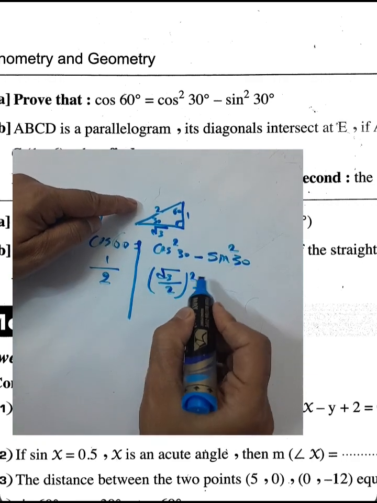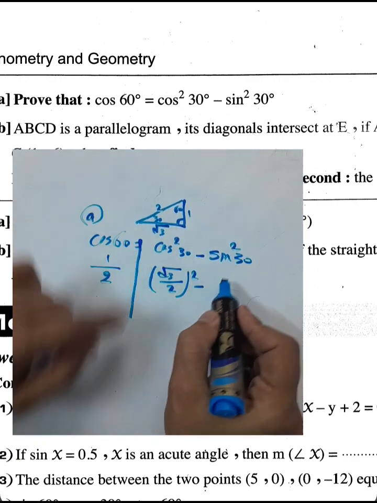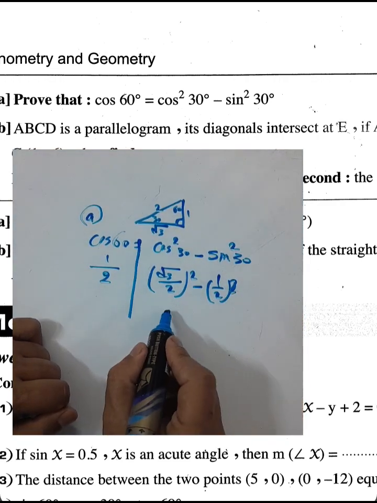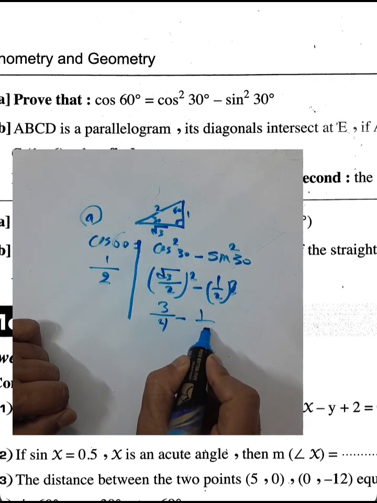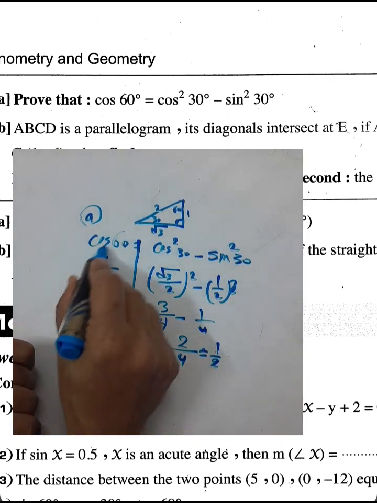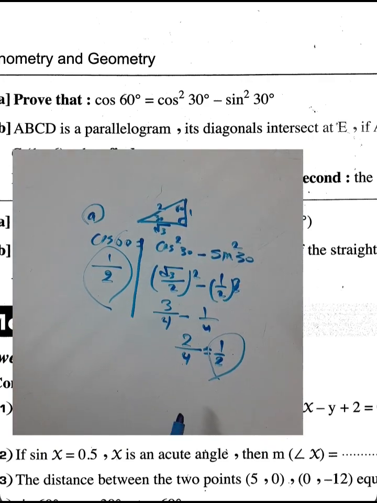power 2. Subtract sine 30, 1 over 2 power 2. Then the result will be 3 over 4 subtract 1 over 4. The result will be 2 over 4. It will be half. Then the left hand side will be equal to the right hand side.